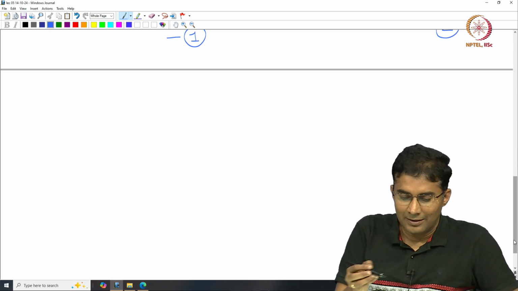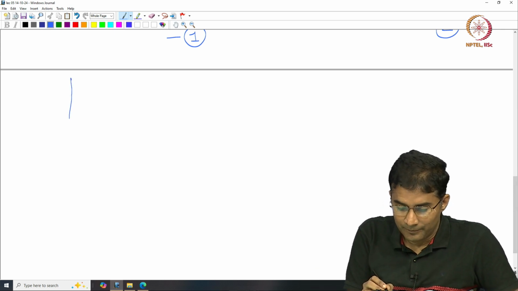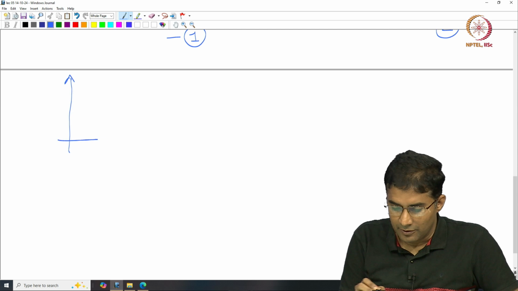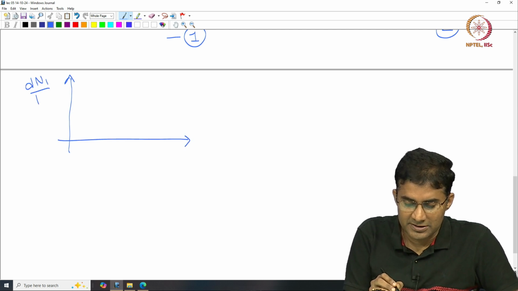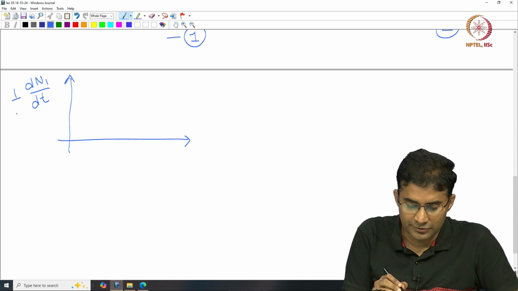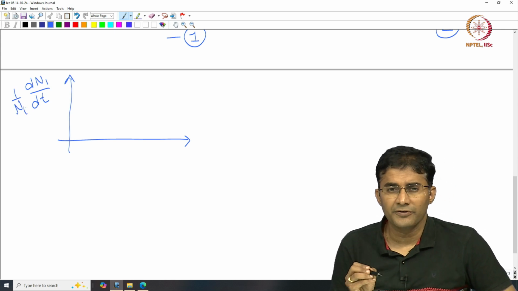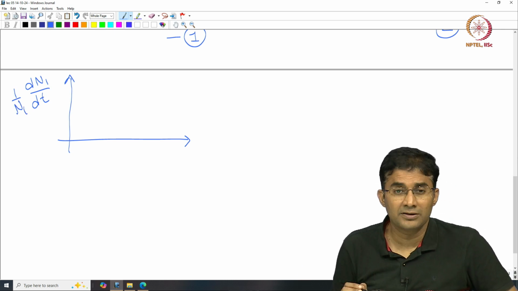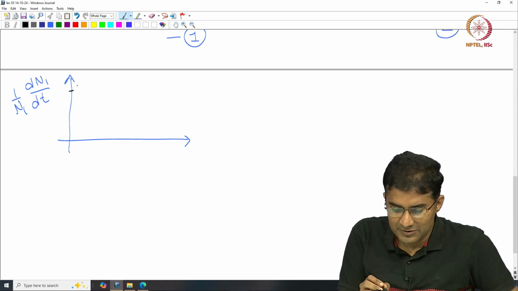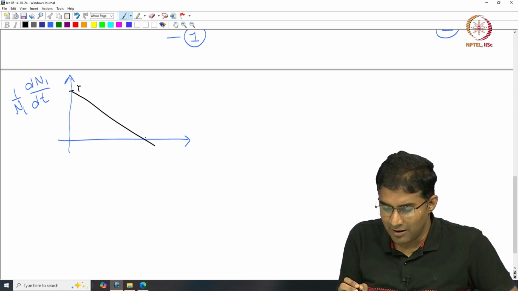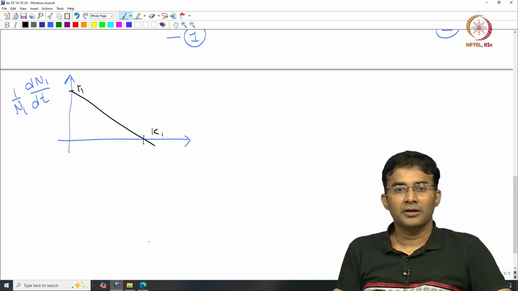To do that, let us again go back to the per capita growth rate curves that I drew, and let us do this for both the species one at a time. Let us do it for one species now, for species 1. So, species 1 has an intrinsic growth rate R1 and the carrying capacity K1. Okay.